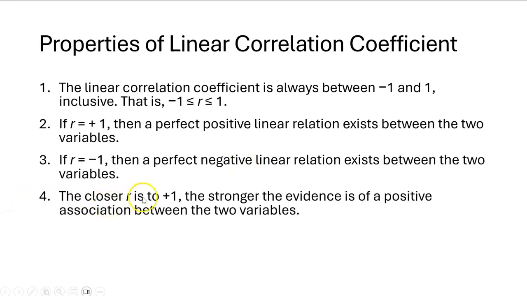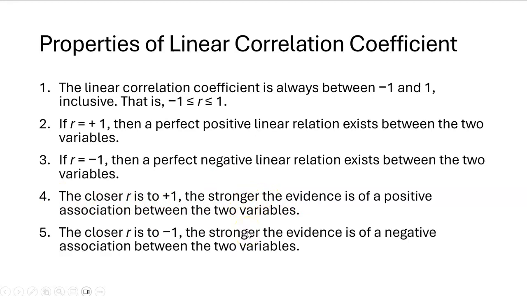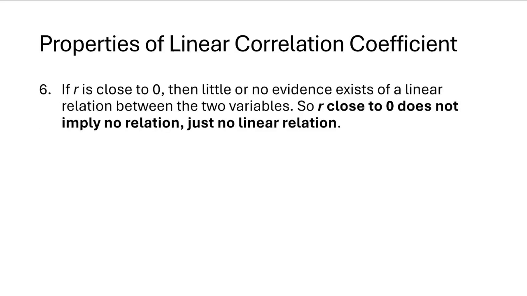The closer r is to positive 1, the stronger the evidence is of a positive association, and vice versa. The closer r is to -1, the stronger the evidence is of a negative association between the two variables. If r is close to 0, then there's little or no evidence of a linear relation between the two variables. So r close to 0 does not imply no relation, it just implies no linear relation. Remember those graphs I showed you earlier, there can be other relations, but it might not be a linear relation. So r is only measuring a linear relation, so keep that in mind.